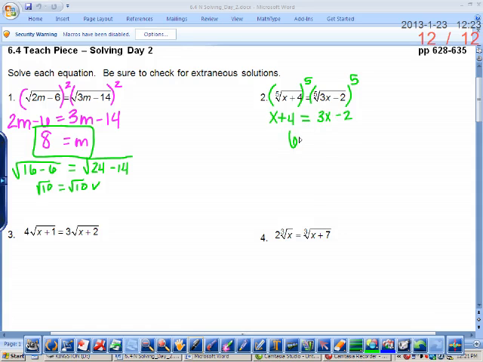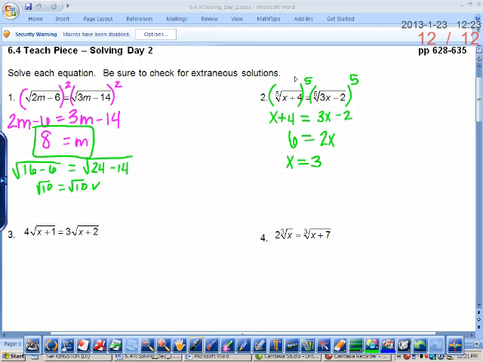So I get 6 equals 2x. And what does x equal? 3. Now I know we kind of stressed that if it was an odd root, you don't have to check because you're not going to have extraneous solutions. I would recommend on these more complicated problems when you've got x's on both sides, whether you've got an even root or an odd root, to go ahead and double check your work. Okay? It's a really good habit.